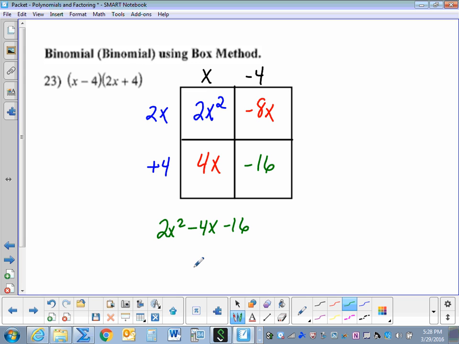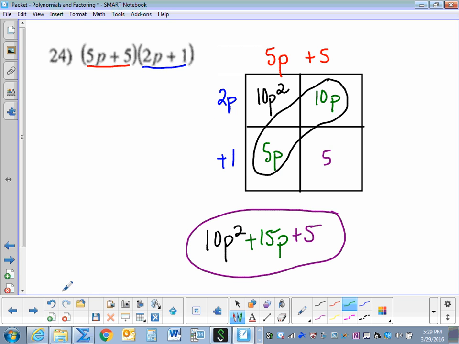Draw your box. Okay, the answer is 10p squared plus 15p plus 5.